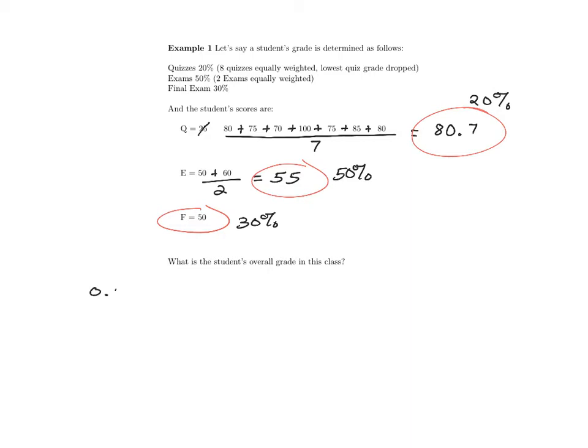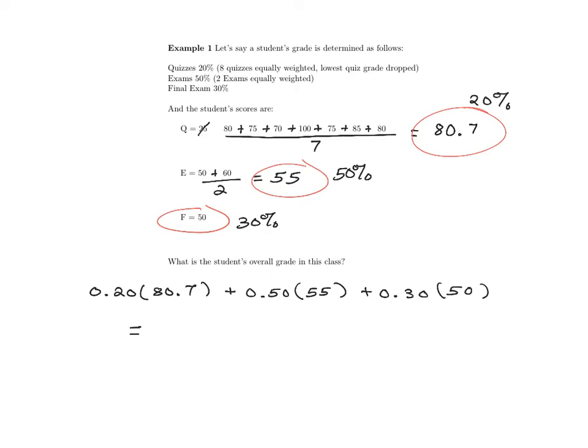We're going to take 20% of 80.7, and add to that 50% of 55. Then we're going to add 30% of their 50 on the final exam. So this will be the formula. You take the weight and multiply it by whatever they got in that particular category. If all of their grades were 100, you would just be adding 20, 50, and 30, giving you 100 overall. But I can just figure this out on my calculator, so I'm going to type that out.